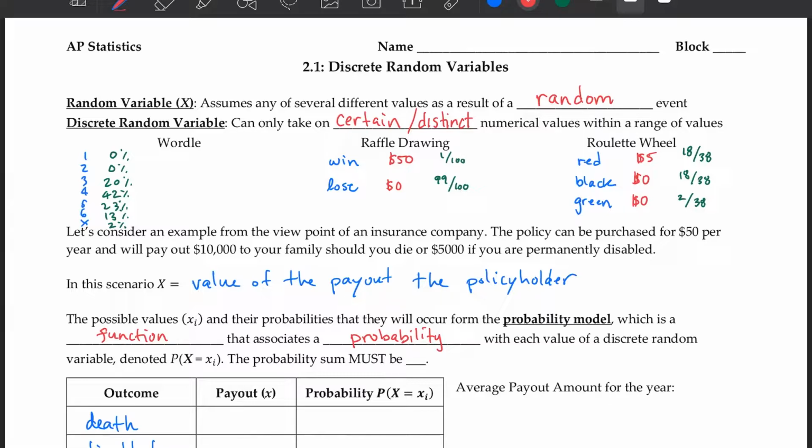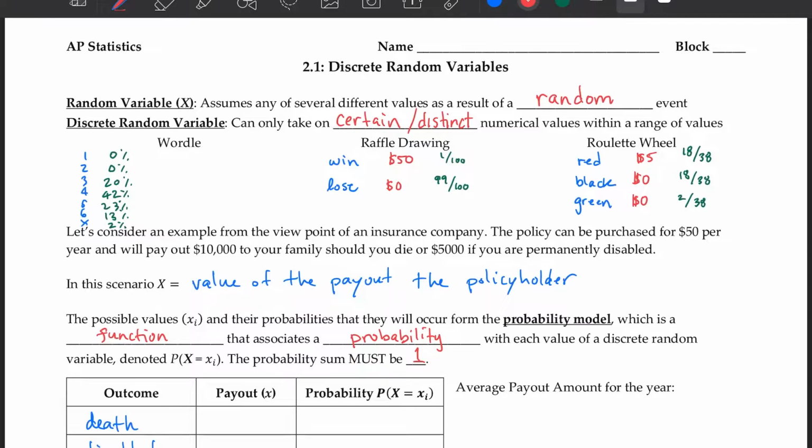We denote that with the P, capital P, like we were talking about in our Monday lessons, equals capital X, which is representing the overall variable, and equal to these little x sub i's, these individual little outcomes that can occur in all of this. What's the payout for them? And then, as is the case for any probability space, the probabilities must sum to 1. If they don't, something bad has occurred here.